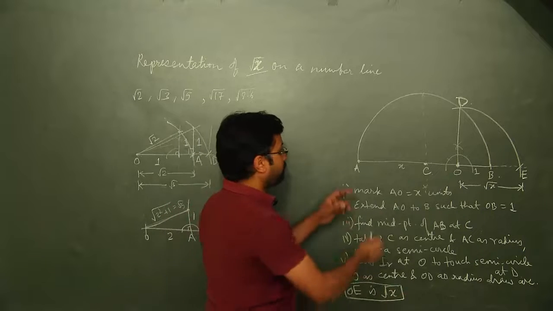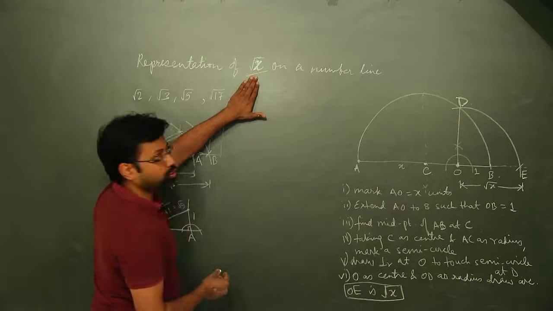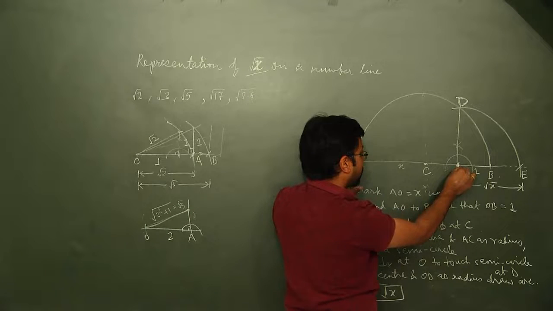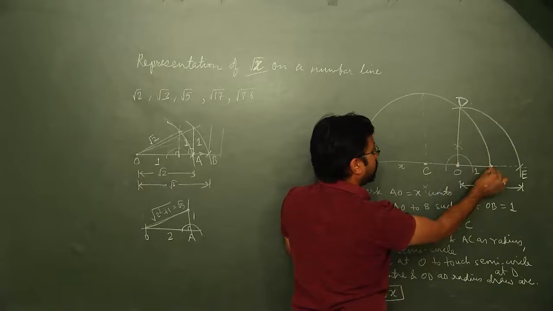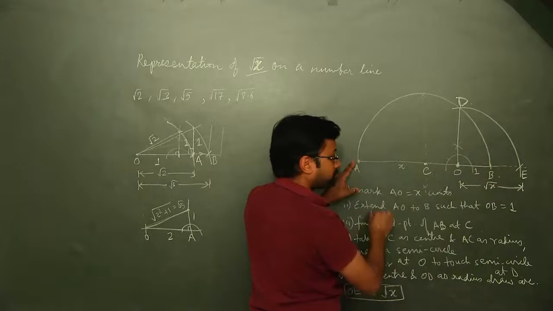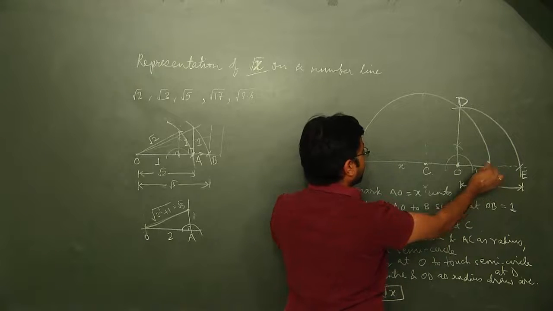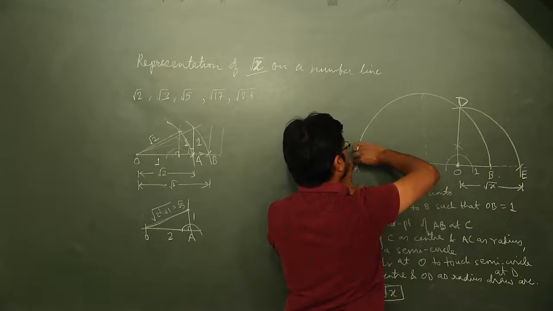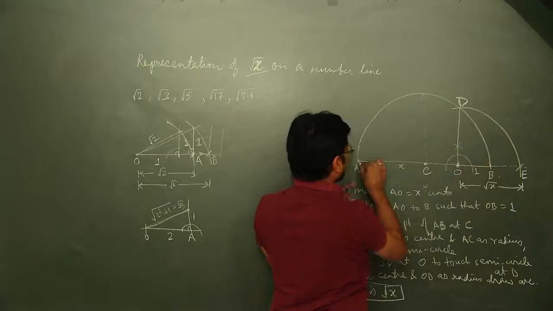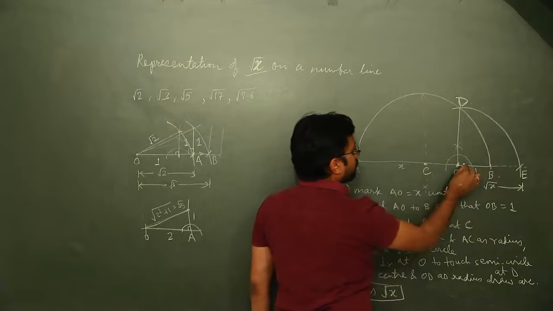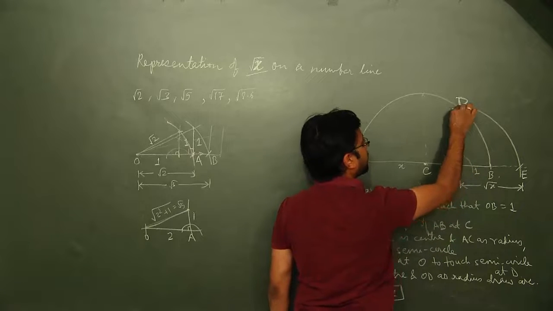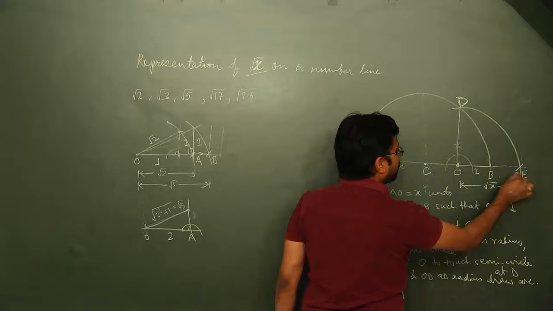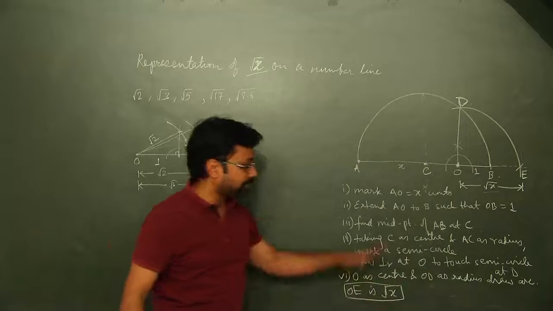So the first step was, given you have to represent root x, you draw AO equal to x, you forget the square root sign, O extended to B such that OB is equal to 1. So you have AB now, take the midpoint of AB, with this as the center and AC as radius, you draw a semicircle, so it will pass through A and B. From O you draw a perpendicular, let it cut here at D, take OD as radius, mark an arc, OE will be root x. So this is the step that you follow.